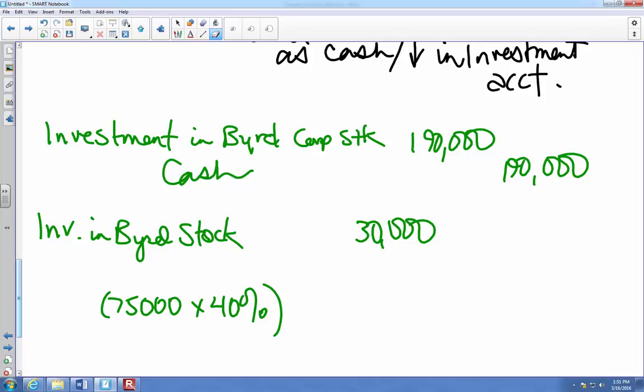My credit is just to a revenue from stock investment account. Not cash, but it's something I earned.